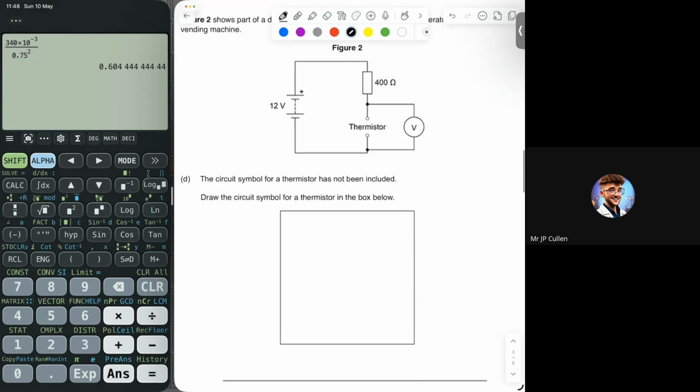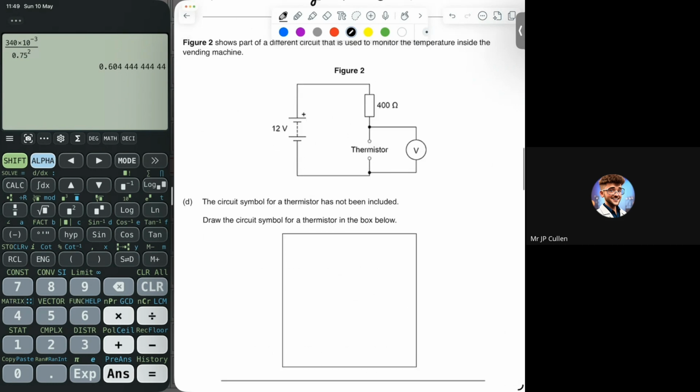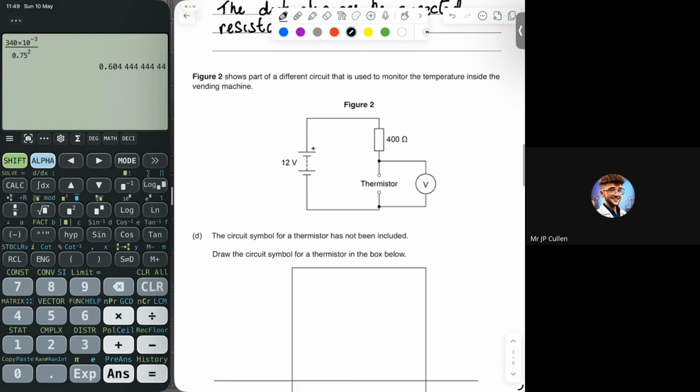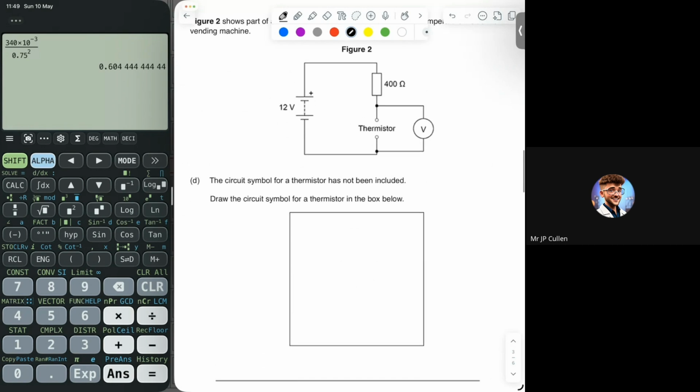And then in the second part of the question, figure 2 shows part of a different circuit that is used to monitor the temperature inside the vending machine. Okay, so we're using a thermistor. They've left out the symbol for a thermistor because I think that's this question here. So in this circuit, you've got a 400 ohm resistor in series with a thermistor. You've got a voltmeter around the thermistor, and we've also got a 12-volt battery as part of the circuit.